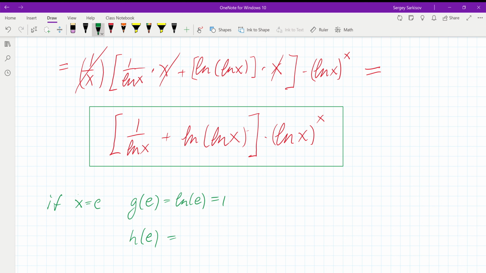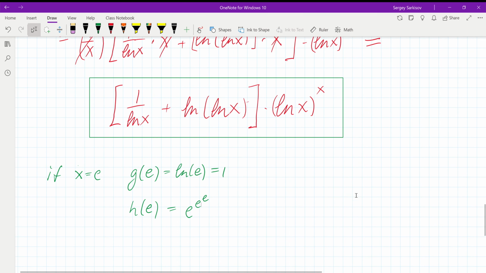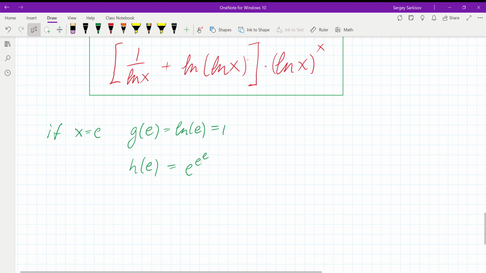That was remember x, so e to the e. What is it? e to the e to the e. Is that what it was? x to the x to the e to the x. Okay, that's a little weird, but we got that. All right, that's what it is.